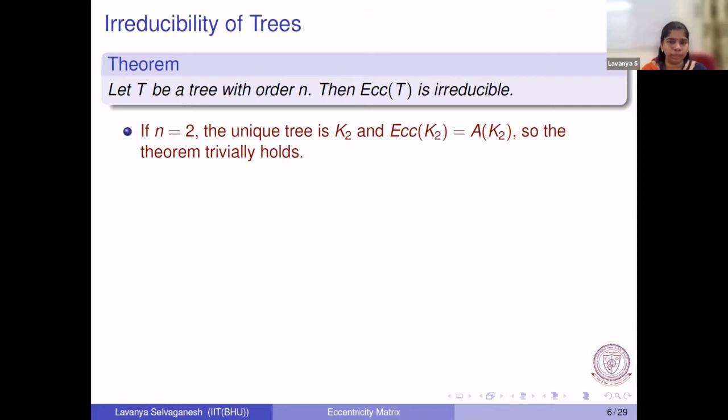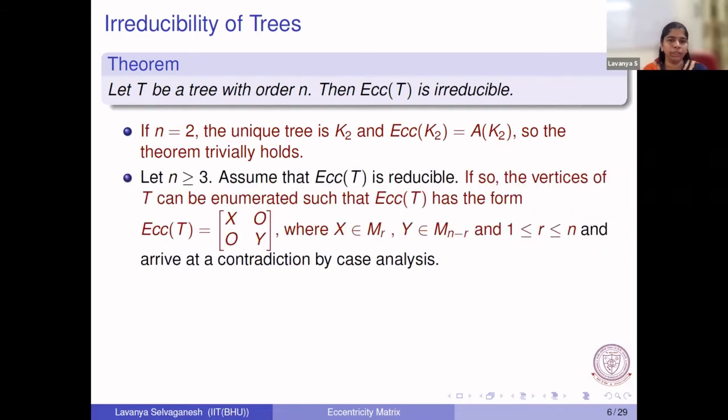I'm just giving a brief outline of the proof because it's detailed and a case-by-case analysis goes in here. When n equals 2, K2 is the only tree and the eccentricity matrix is nothing but the adjacency matrix, so the theorem trivially holds. For n greater than or equal to 3, suppose we assume that the eccentricity matrix is reducible. Then we can rearrange the vertices to get a block diagonal representation, where X and Y are the diagonal block matrices, X of order r by r, and Y of order n minus r by n minus r.